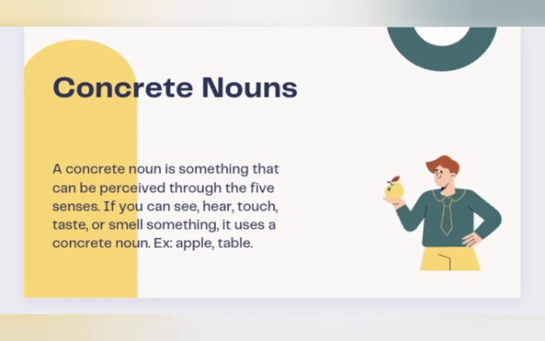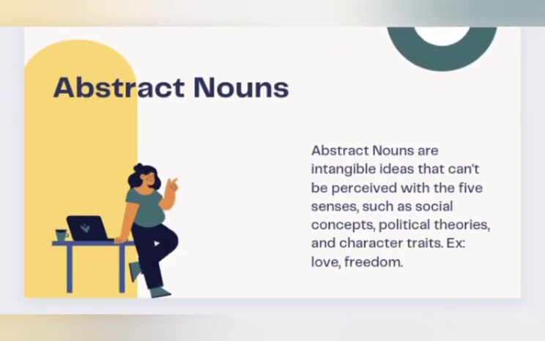Concrete nouns. A concrete noun is something that can be perceived through the five senses. If you can see, hear, touch, taste, or smell something, it is a concrete noun. Example: apple, table. Abstract nouns. Abstract nouns are intangible ideas that can't be perceived with the five senses, such as social concepts, political theories, and character traits. Example: love, freedom.